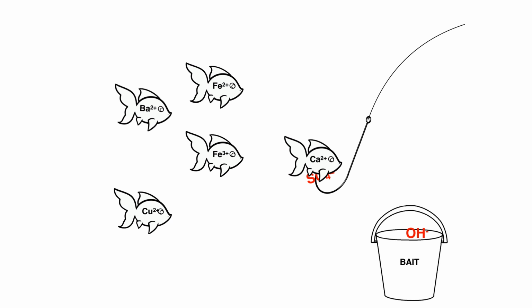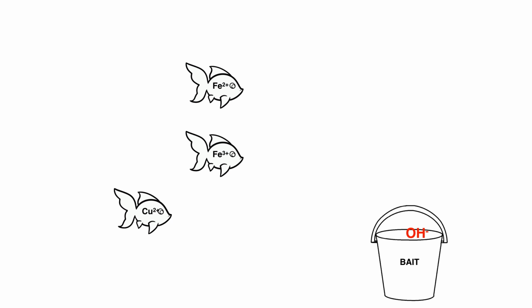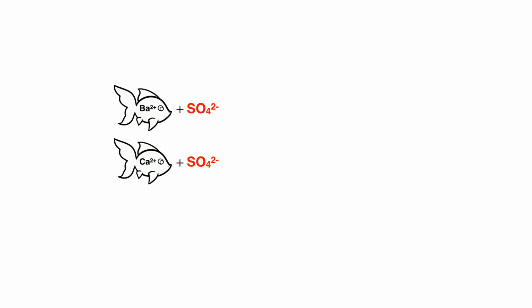But frustratingly for us as a fisherman, here comes barium as well. Barium and calcium, sitting very close together on the periodic table, both have similar reactivities with sulfate and they both form precipitates. So sulfate will, in the absence of lead, drag calcium and barium out of solution as well. Let's take a look at the chemistry.